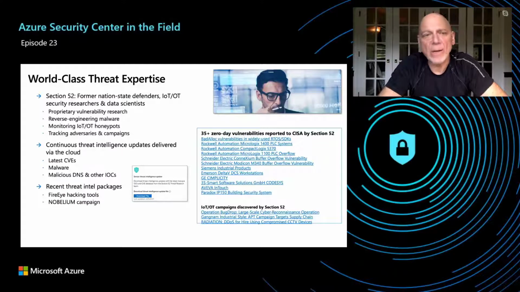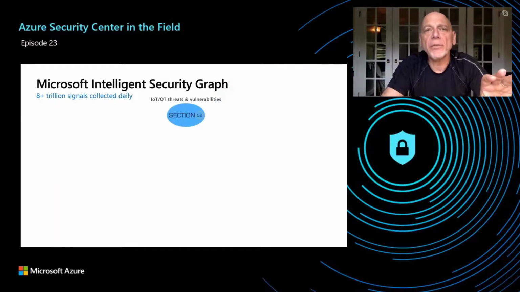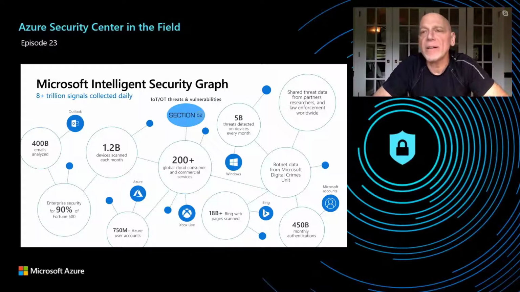And so, for example, recently we put out threat intel packages about the FireEye hacking tools, the Rebellion campaign, and the whole thing is integrated with our global threat intelligence feed. So not only do the sensors benefit from this specialized IoT threat intelligence, but also gets to benefit from all the 800 trillion signals we collect from across the ecosystem that Microsoft monitors.